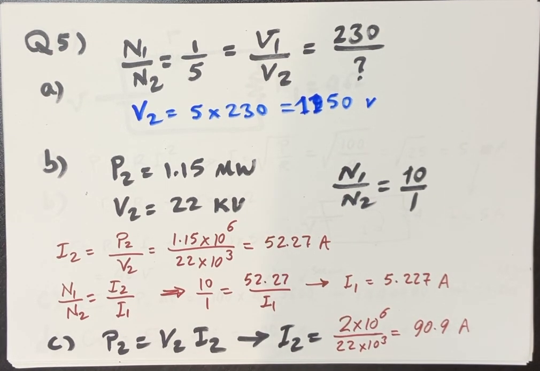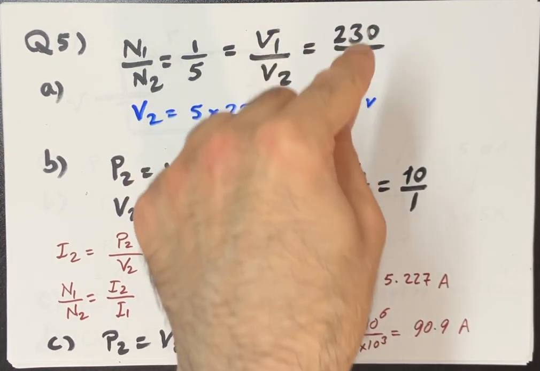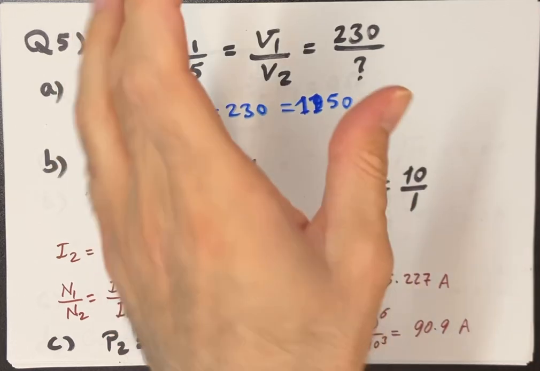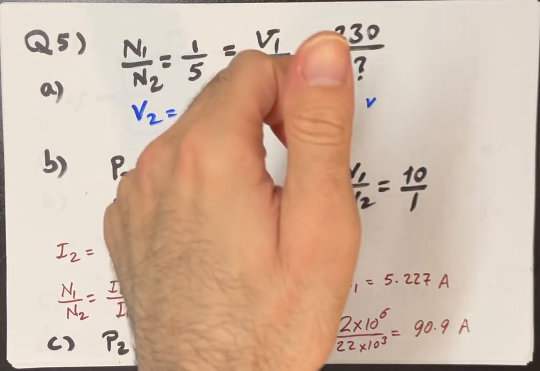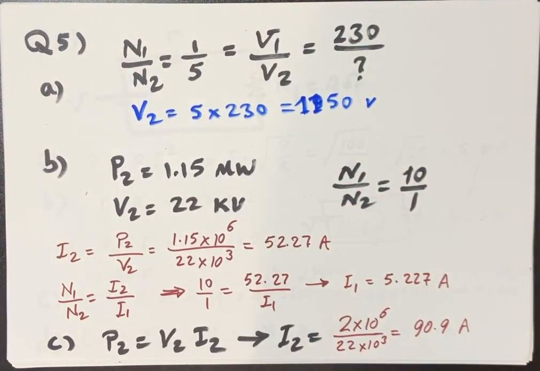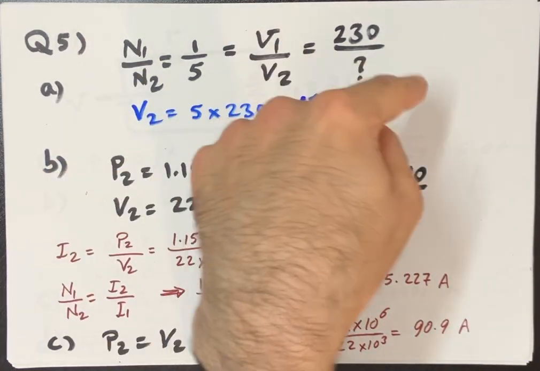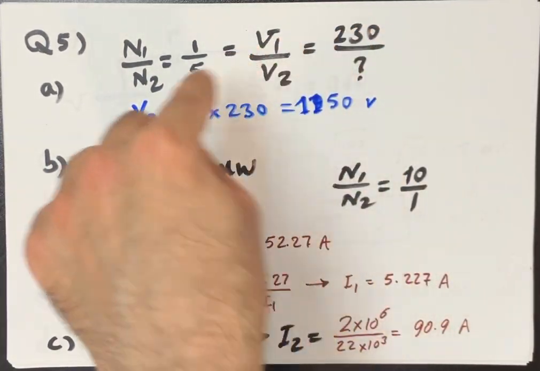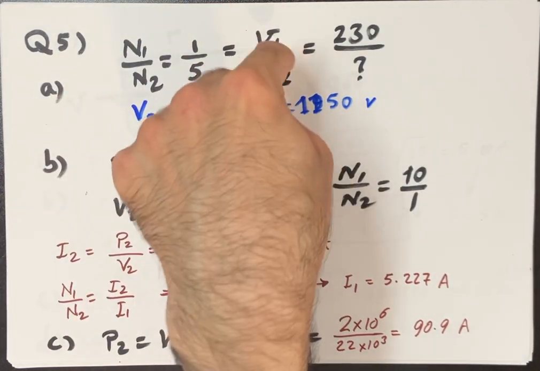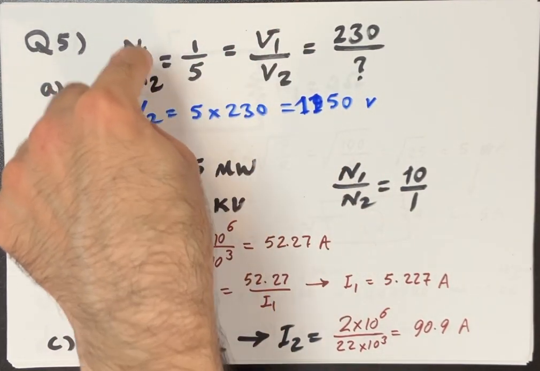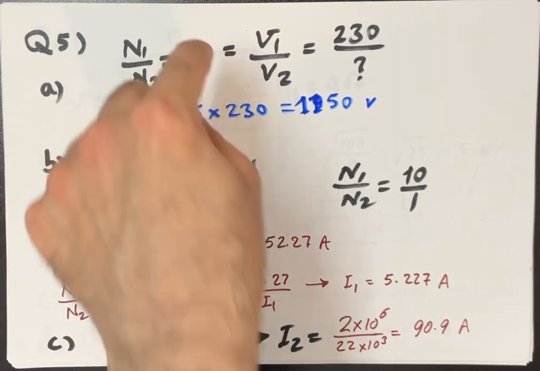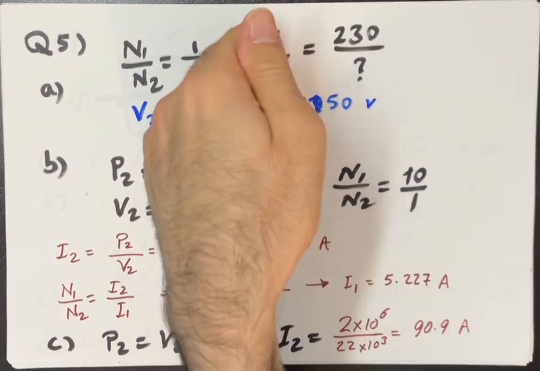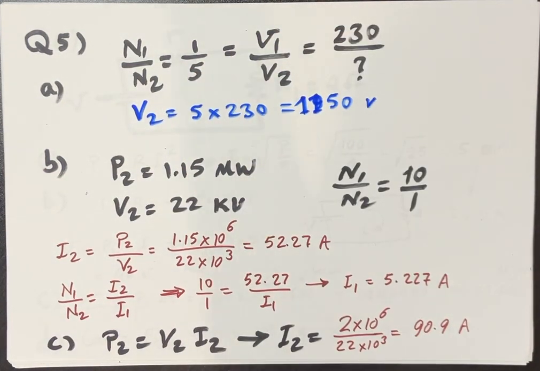In section A, we need to calculate the secondary voltage. So in the question, you can find a primary voltage as well as the ratio of the transformer. So that's just a matter of replacing in this formula. V1 over V2 equals N1 over N2. N1 over N2 is given, which is 1 over 5. V1 is also given, 230. So we can calculate V2.